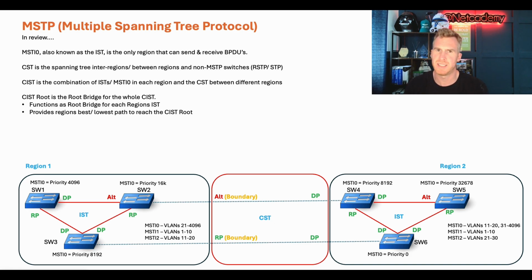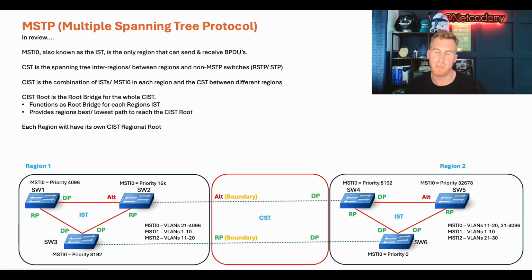And that is what the CIST root is doing, it's providing the best or lowest cost to get from one region to another region. And don't forget that external path cost is only for the CST, the common spanning tree, the link between regions. It's not taking into account the internal cost inside of a region as well.